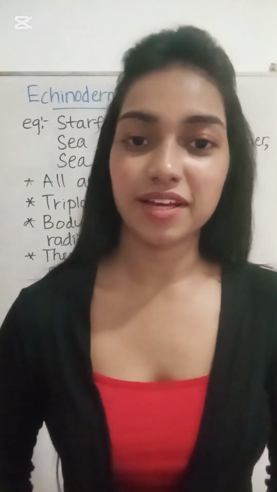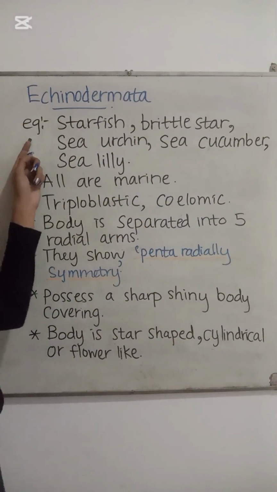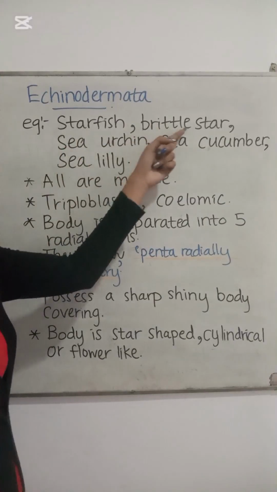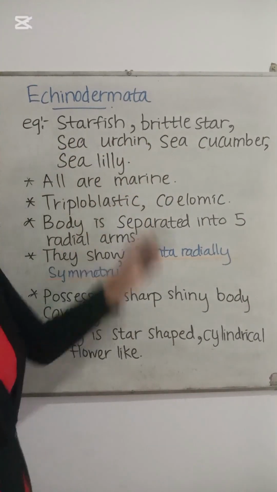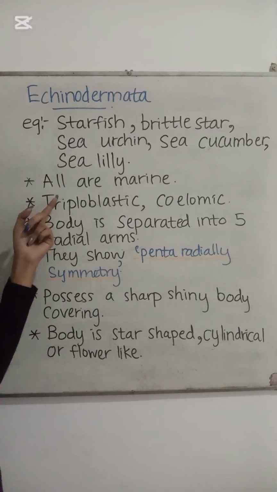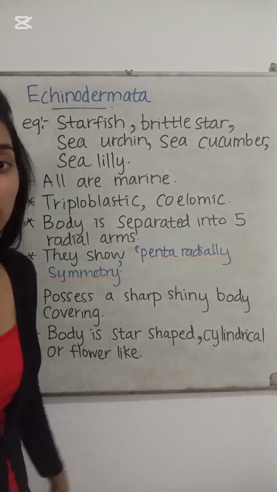The last phylum we are talking about under invertebrates is Echinodermata. Examples are starfish, brittle star, sea urchin, sea cucumber, sea lily. Remember that all are marine organisms, all live in marine habitats.